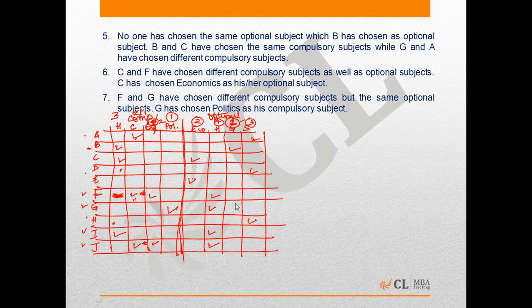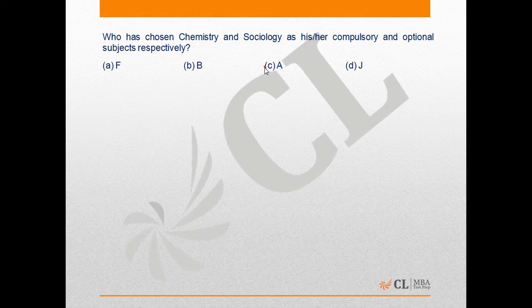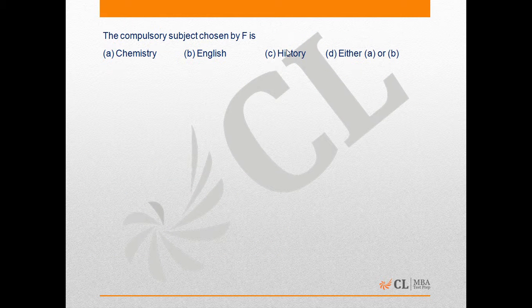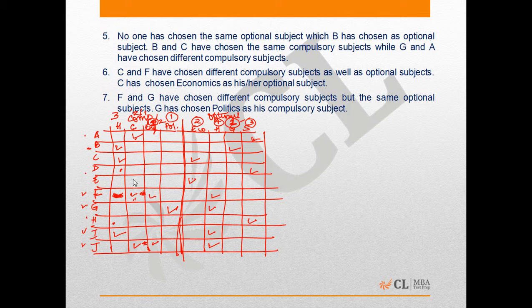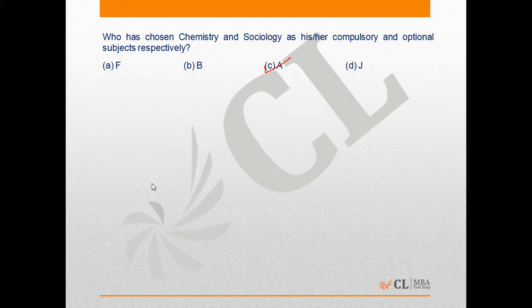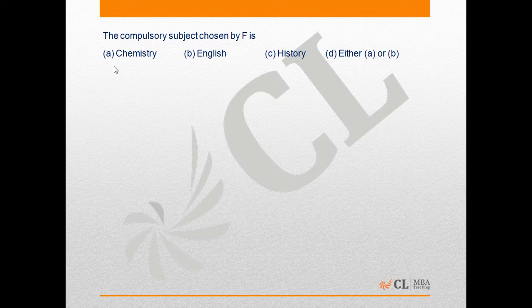Chemistry and sociology, not by F. Chemistry and sociology, not by J. So this is A. Next, the compulsory subject chosen by F can be either chemistry or English. We cannot conclude, so it is going to be either chemistry or English. Hence the right answer is D.